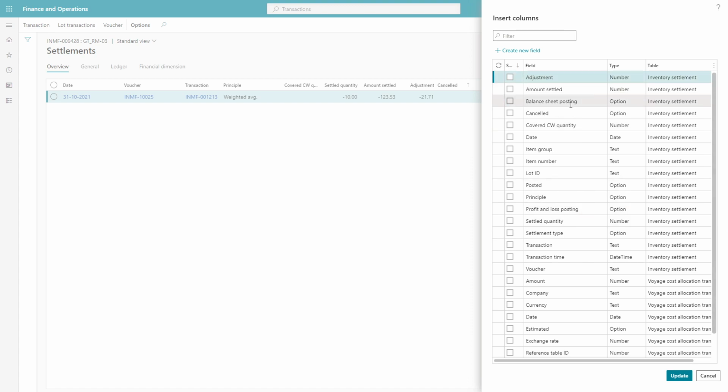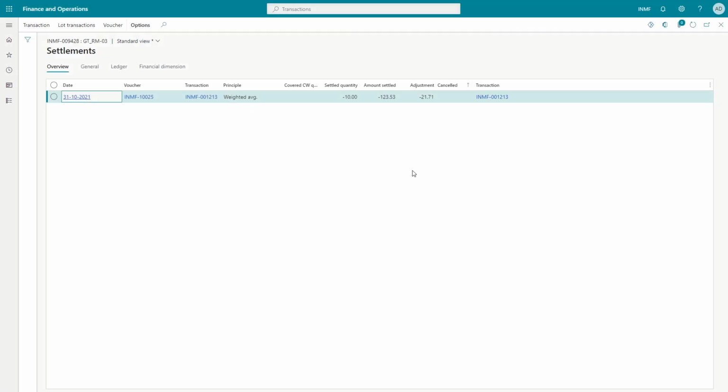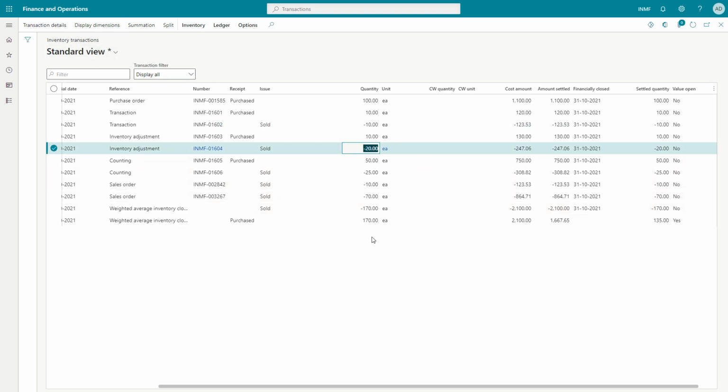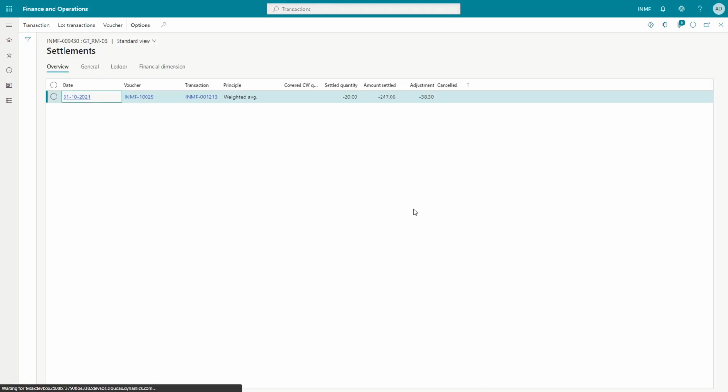It is adjustment amount, settle balance sheet, cancel, item group, item number, and settle profit loss, first and settle, settlement transaction. Let me see. This is the same one. Yeah, but it maintains this reference in the backend. So on all the issue transactions, those are settled against this particular virtual receipt transaction. Okay, we can find these settlements.